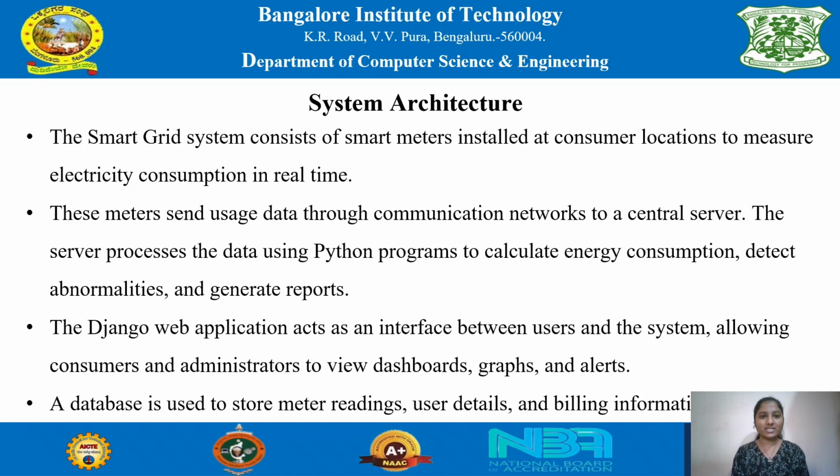Next is system architecture. In this system, smart meters are installed at consumer locations. These meters collect electricity usage data and send it to a central server. Python programs process the data to calculate daily consumption and detect abnormalities. The processed data is stored securely in a database. The Django web application displays graphs, reports and alerts for users and administrators.